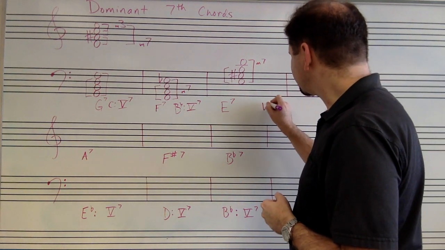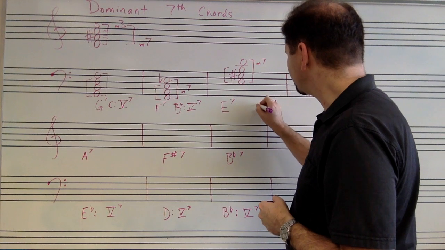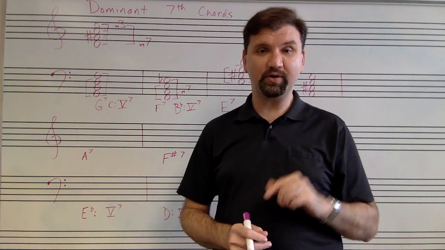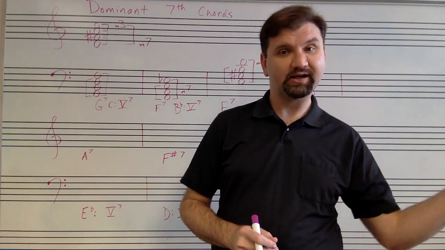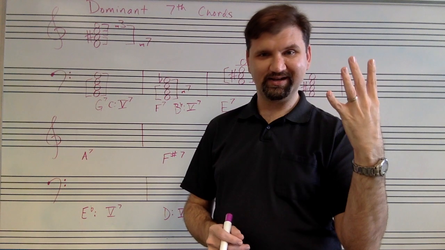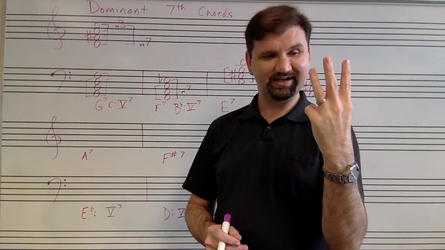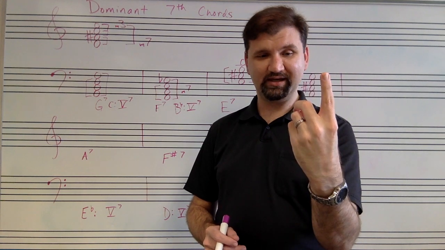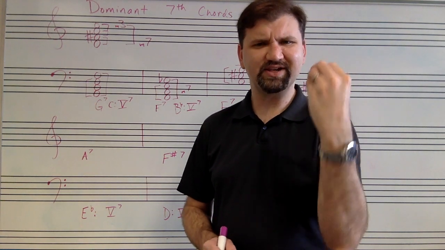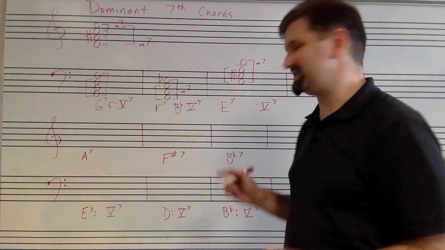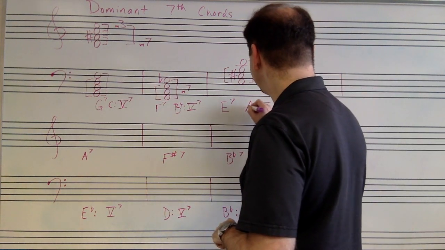So we know that it's the dominant 7, we know it's the V7, but what is E the dominant of? Well, then I count back and I get E, D, C, B, A. So I say, does A major have an E natural as the dominant? It does. So this will be A major.